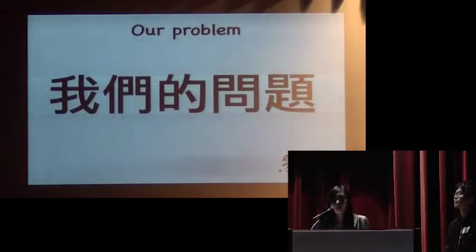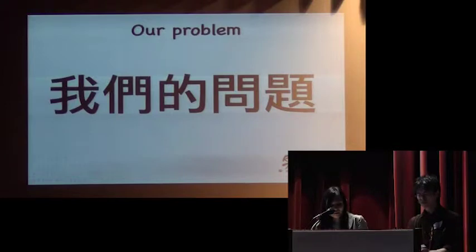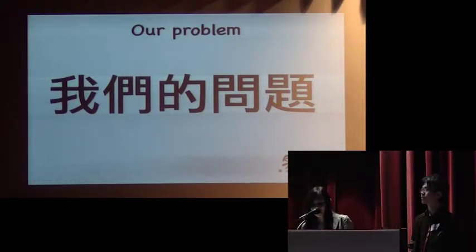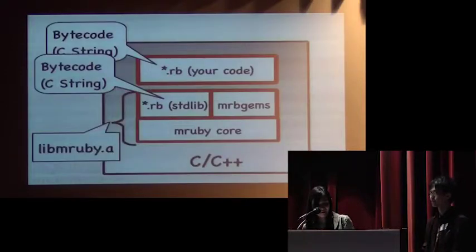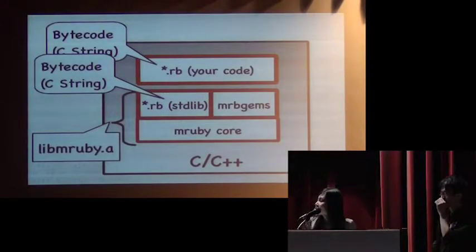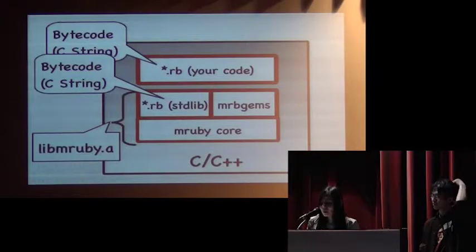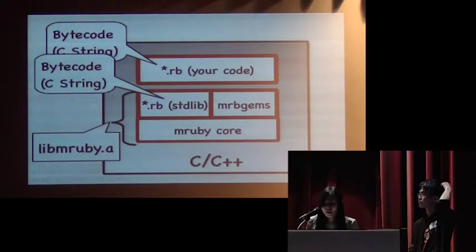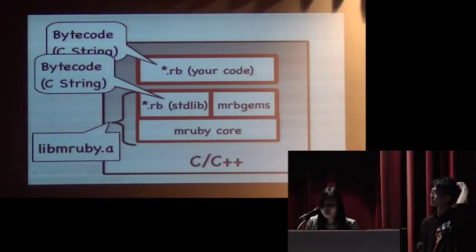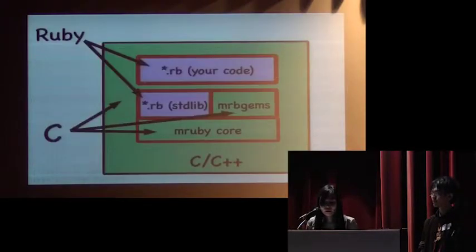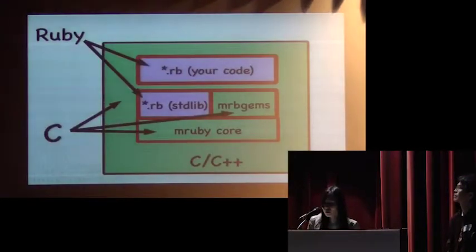During development of this demo, we had some issues. The biggest issue of them is debugging. The structure of an mruby application is like this. The mruby core, standard libraries, mruby gems, and some Ruby code are embedded in a C application. So an mruby application uses two languages, C and Ruby.